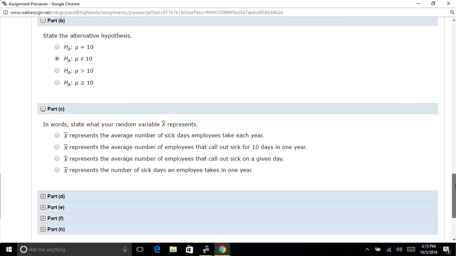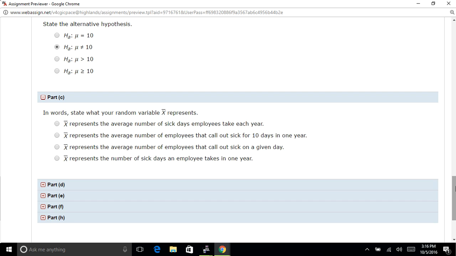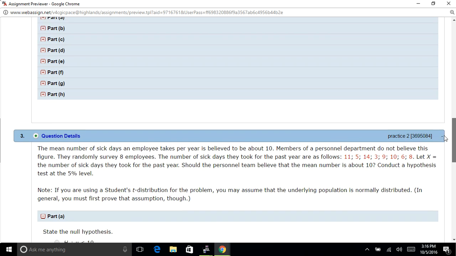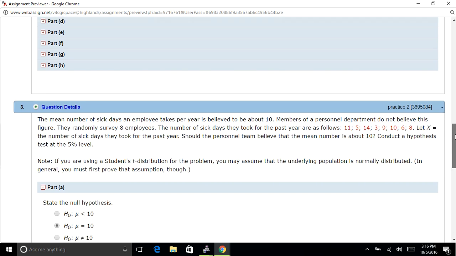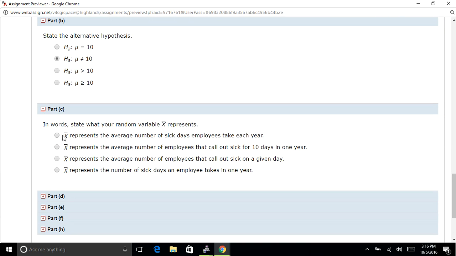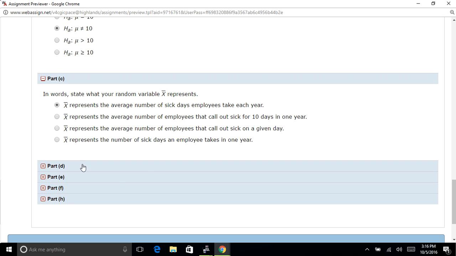All right, so let's look at my random variable X. What were they trying to look at? They're looking at the average number of days that employees take each year. So let's go up here. They say they're looking at the average number of sick days an employee takes a year. This is the only one that will satisfy that: the average number of sick days employees take each year. Okay, so we keep going.